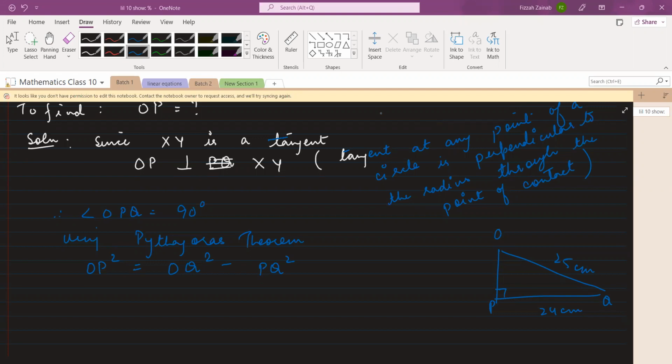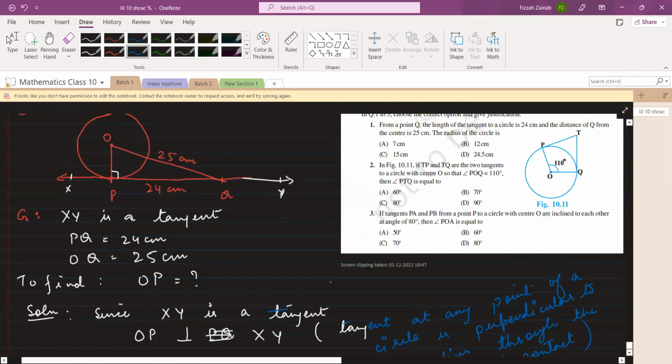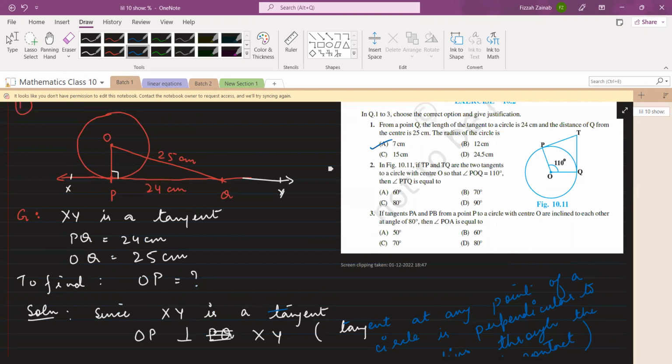Yes, Martin. How much is OP? 9 centimeters. 7. Yes, okay. OP will be 7 centimeter. Has everyone got it? So your option A is correct here. Option A. This is correct. Now come to question number 2.